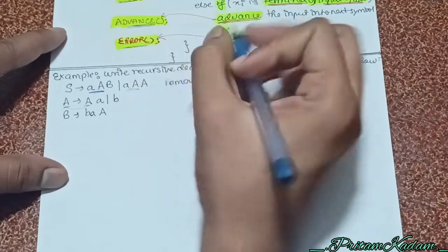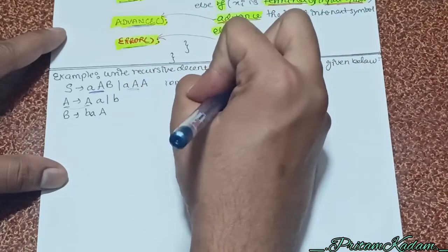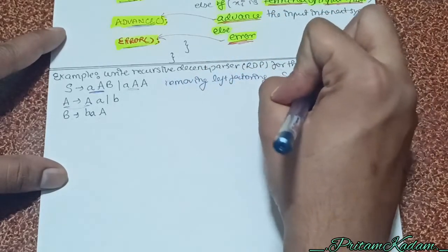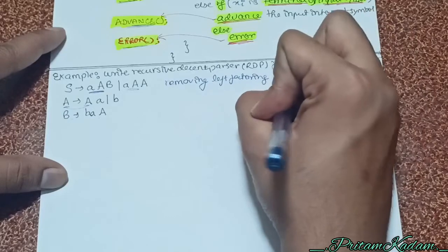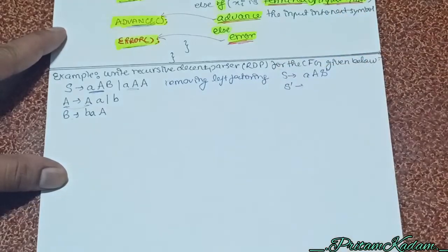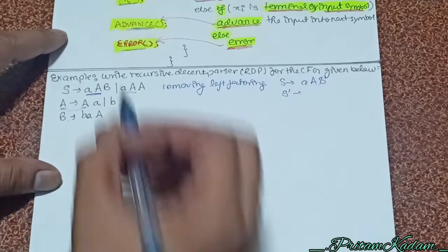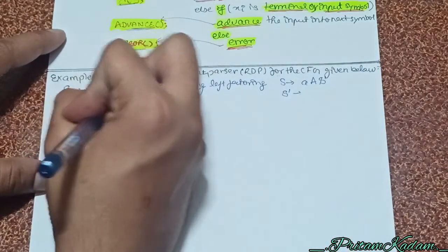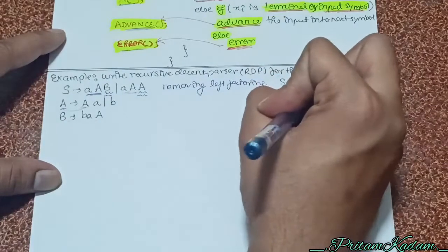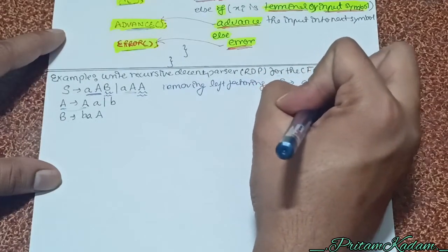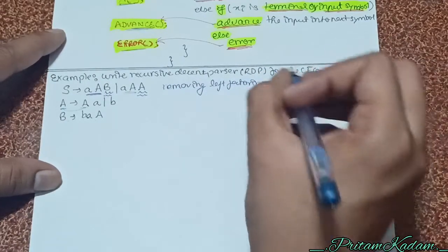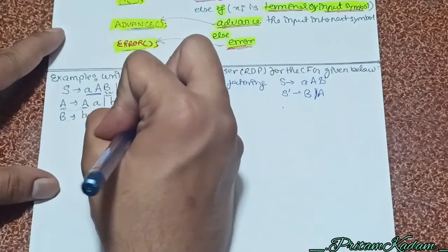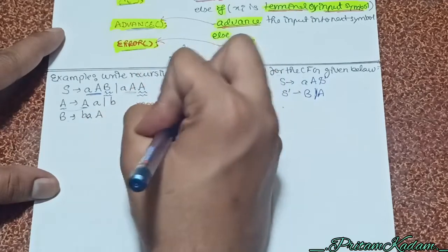Removing left factoring: I have already made a video on left factoring and left recursion. If you want to know about it, you can watch that video. First of all I will write the common factors, and then S dash, and in the S dash I will write the part which remains from the production, that is B and A. I have just made this CFG. You can get any kind of productions.